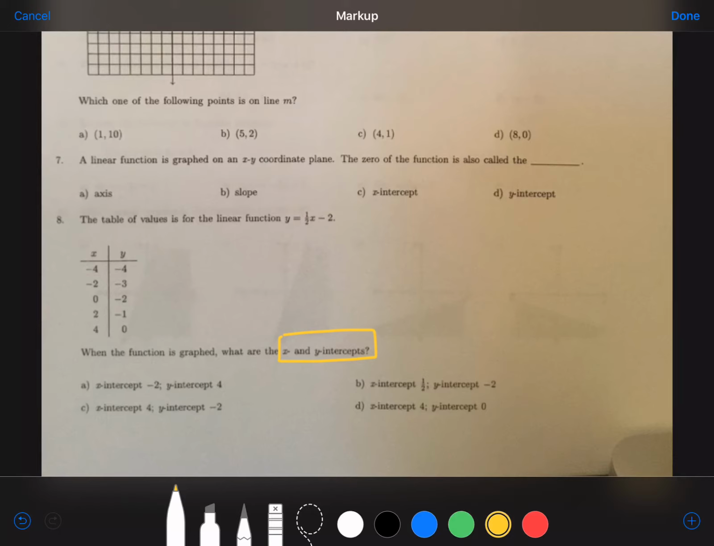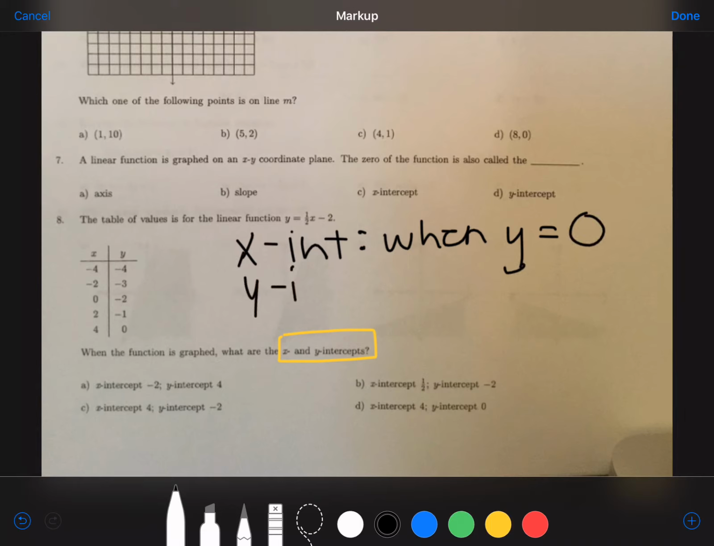I know it says that when the function is graphed, and we probably should graph it to see what it looks like, but here's a shortcut. All we need to know on this problem is this. The x-intercept happens when y is equal to 0, and the y-intercept happens when x is equal to 0. That's the only thing we need to know on this problem. That's how simple this one is.